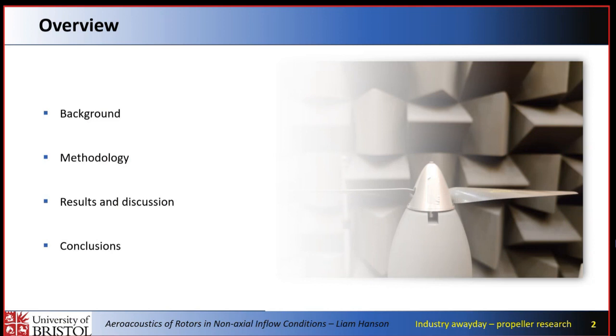The structure will be similar to NOR's: background, a bit about the experimental methodology, then some of the key results and discussion, and then some concluding remarks.